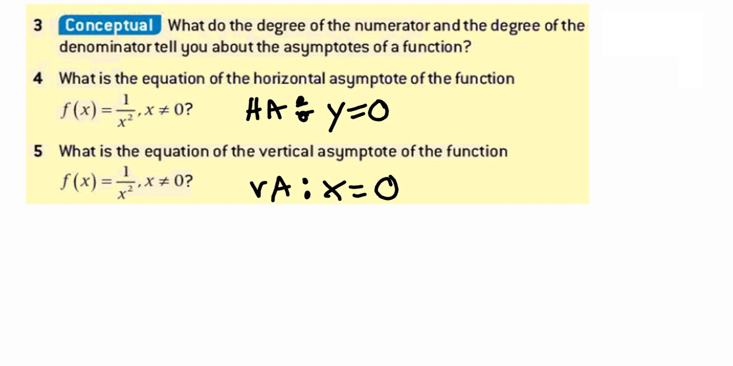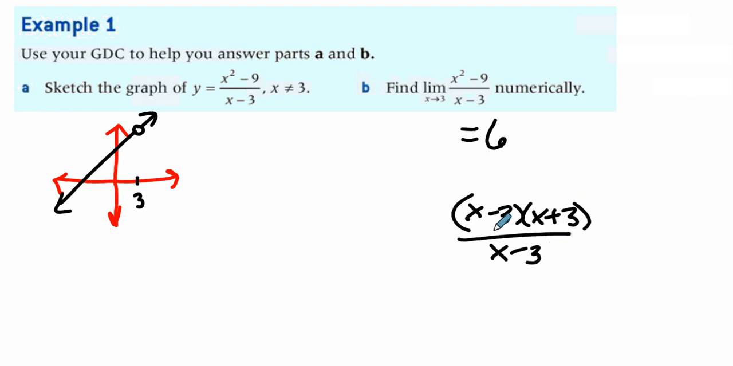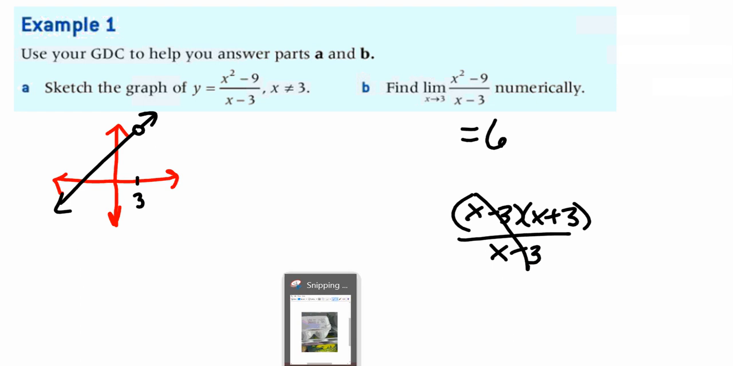So let's go back here. Right here, if I factor, my numerator is (x minus 3)(x plus 3). My denominator is x minus 3. If I were to graph this situation, as we did right here, there is a hole where? At x equals 3, because those zeros cancel out. So that's where a hole will always occur versus a vertical asymptote.